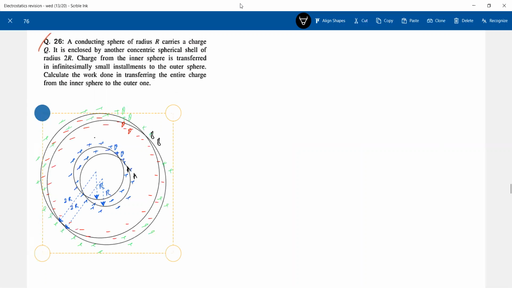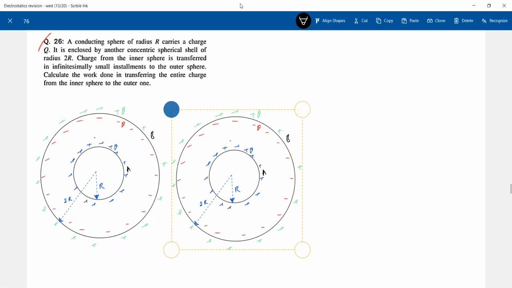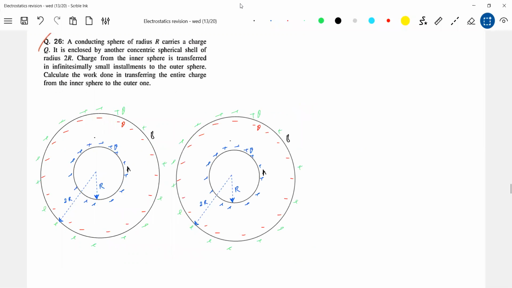How to get that work done? So the agent's work equals the change in energy. That is, the total energy of the system is what you have to compare. You can't do any integration here, please. You have to take up the energy. I'll take out all these charges because the whole charge will be transferred.